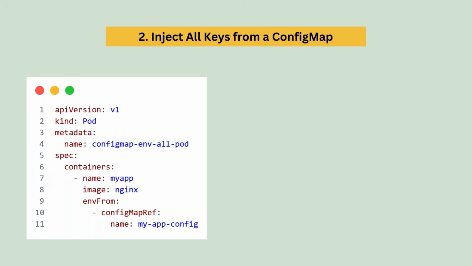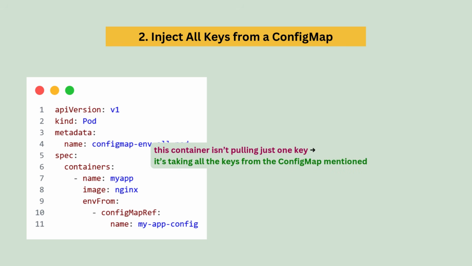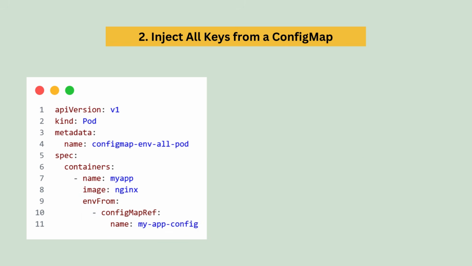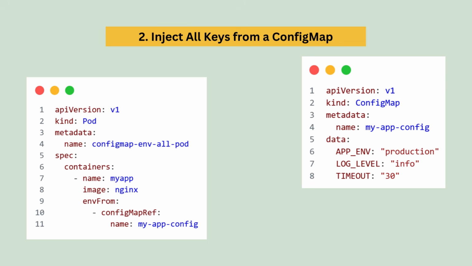Next, let's understand how to inject all keys from a config map. So we use this in case we want to inject all keys from the config map YAML. Inside your pod YAML, this particular section means this container isn't pulling just one key. It's taking all the keys from the config map mentioned. Let's take this config map file as an example.